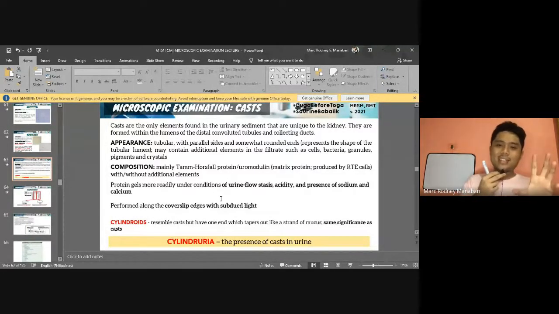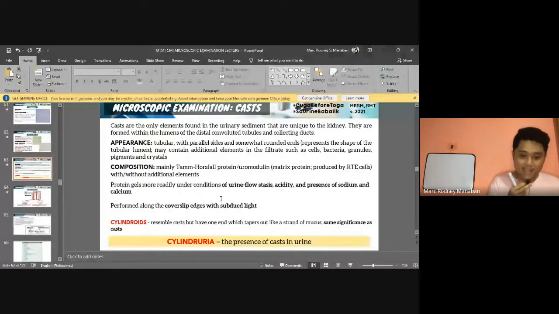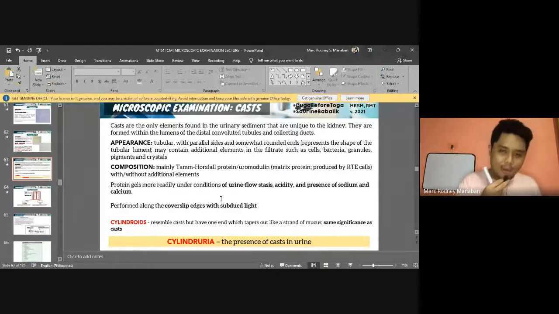So the presence of casts in your urine could only indicate that there could be, again, a problem, there could be a pathologic condition, based on a problem that happened in your tubules. Right? That's the importance of it. It's more on assessing the tubules, all right? Tubular integrity. And the nephron overall, because the tubules are part of the nephron. Okay? Now again, it is made up of protein.